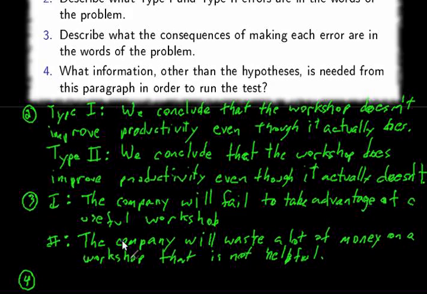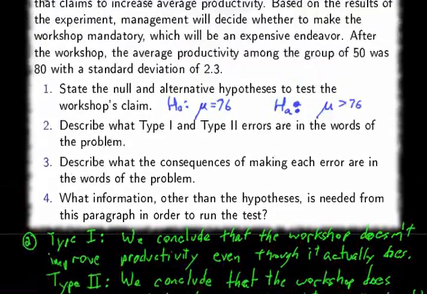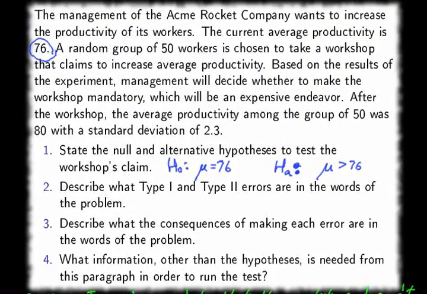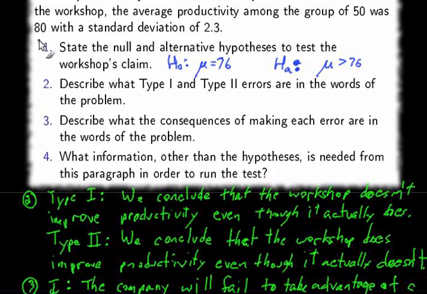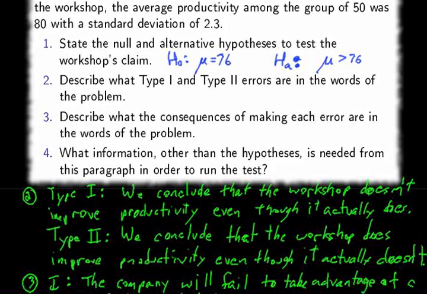Okay, number 4. What information other than the hypotheses is needed from this paragraph in order to run the test? Well, we're running a test of the averages, so we need a sample average, a sample standard deviation, and a sample size. So we need to know all about the sample. And so if we go and collect that information, the sample size was 50.